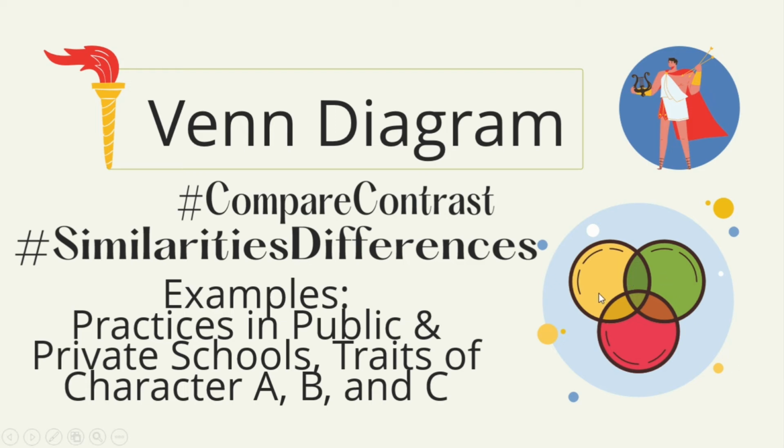So what are in this? In here, you are going to point out and record the differences. How does this character differ from this one and this one? Okay, so you will put here the differences. Then, within the spaces created by the overlapping circles, you will write the similarities between or among these characters, or any set of ideas or subjects being compared and contrasted. So that is a Venn diagram.